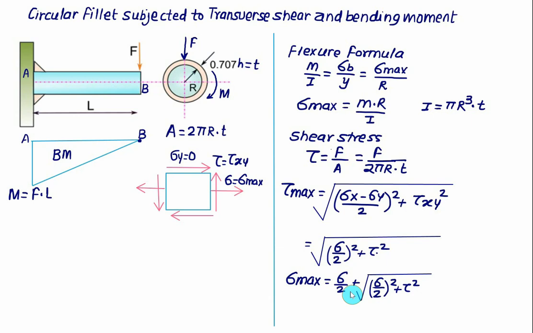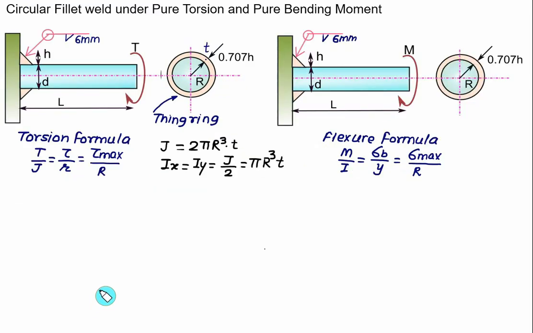So three types of problems will appear in the case of circular fillet. In the first case, the point load is acting at the free end of the circular pipe. In the second case, the torque is acting and this torque remains constant.